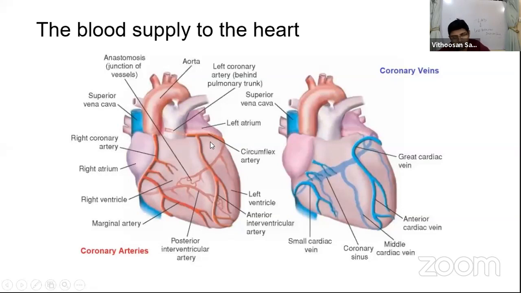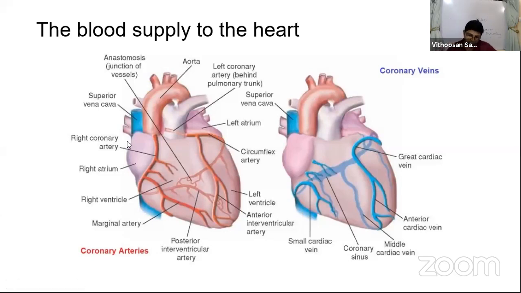Here, there is another branch called the left circumflex artery, which goes round like this. Why is this important? This is supplying the lateral side of the heart.